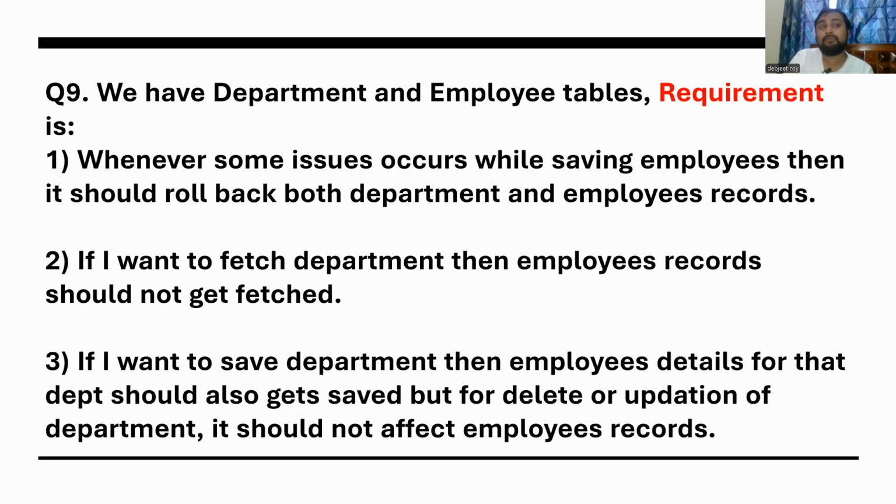But if you want all kinds of operations, like if I am saving, updating, or deleting a department, then the employee record should also automatically get updated. In that scenario, we have to make use of CascadeType.ALL, so that if any kind of change happens in the department table, the employee records automatically get updated. I hope you got the clarity on how these things are interlinked with each other.